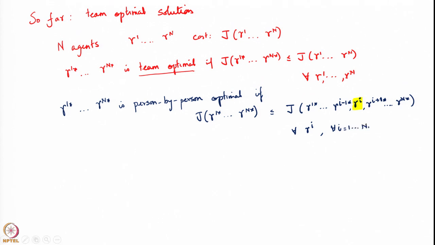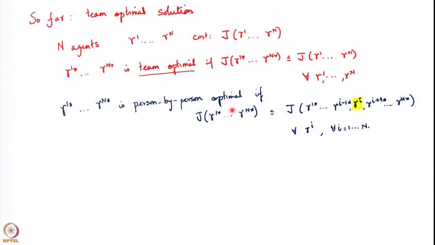So, it means that J of gamma 1 star to gamma n star is person by person optimal if it has the following property: keeping the others fixed at their starred values, any player i would not want to deviate from his starred strategy. That means there is no other better strategy for him. There may be other strategies that are as good, but there is no other strategy that is better for him than his starred strategy. That means, keeping the others fixed at the starred strategies, it is optimal for this player to continue to play his starred strategy. And this is true not just for one particular player, it is actually true for all players.